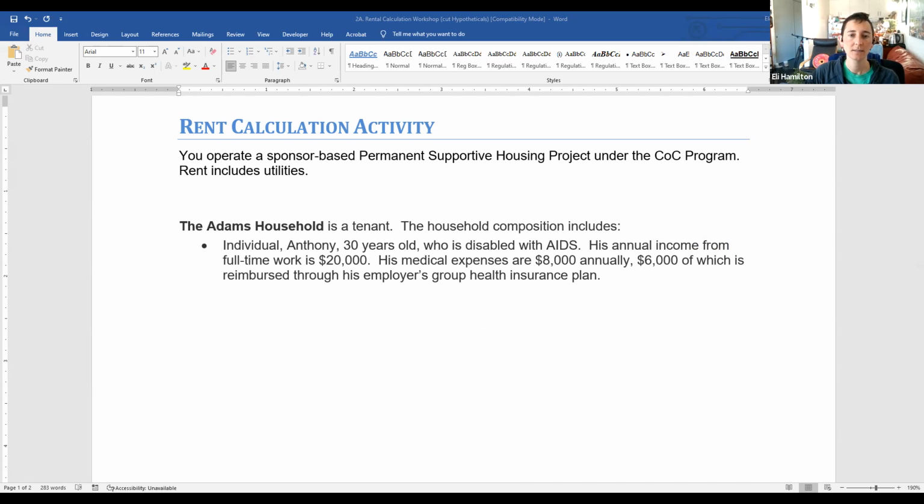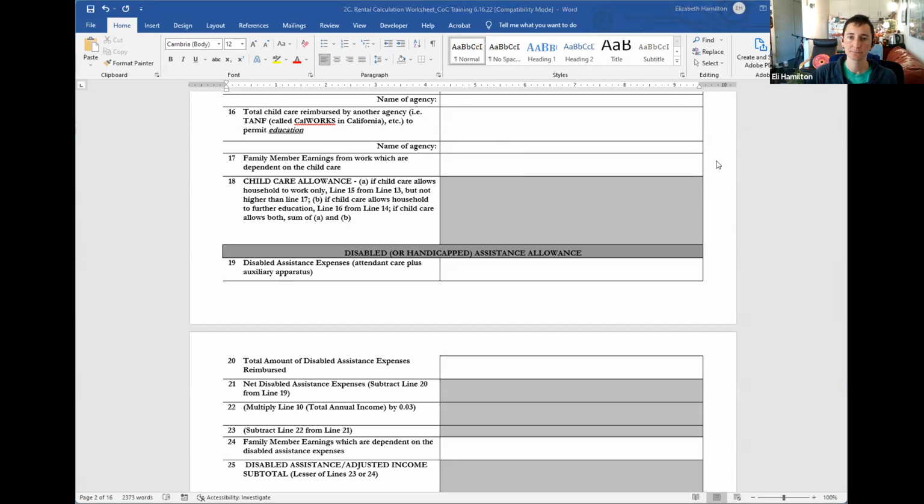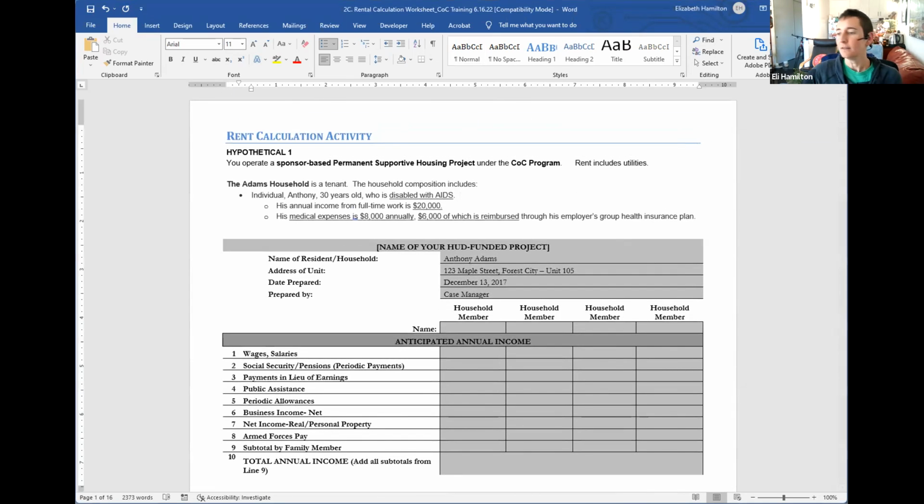I'm going to put into the chat a document that you all can use to follow along if you choose. I'm also going to be screen sharing this document. So if you would prefer to follow along on the screen, that's totally okay. Gotta find it. There we go. Okay. So in the chat, there's a Word document, and if you'd like to download it and follow along and actually type in the answers, that's totally something that you can do. This is that worksheet.